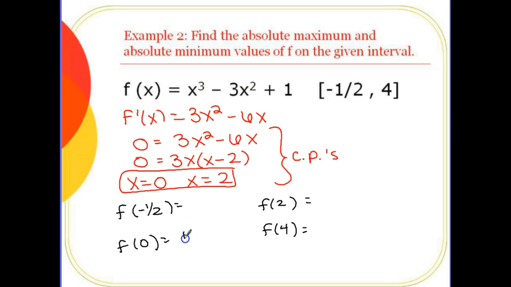So 0 is always easy. Go 1. So you get 8. 4, 3, -12. 8 minus 12, -4 plus 1. Okay, 4 cubed is 64, minus 16 times.